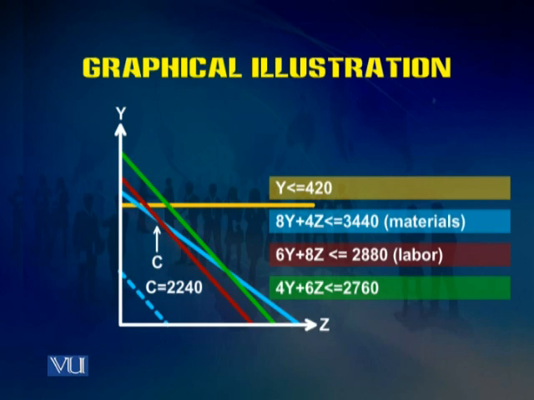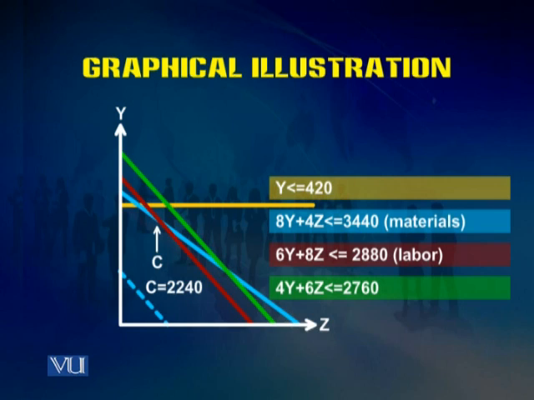Now the point within the feasible area has to be found. We have drawn the objective function of contribution equal to 2240 as a dotted line. This dotted line is the contribution 14y plus 16z equal to 2240. This dashed line is the contribution line.